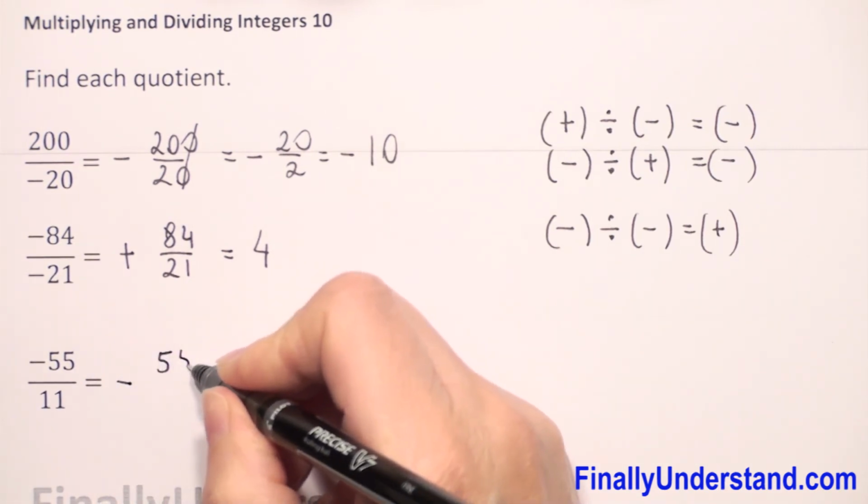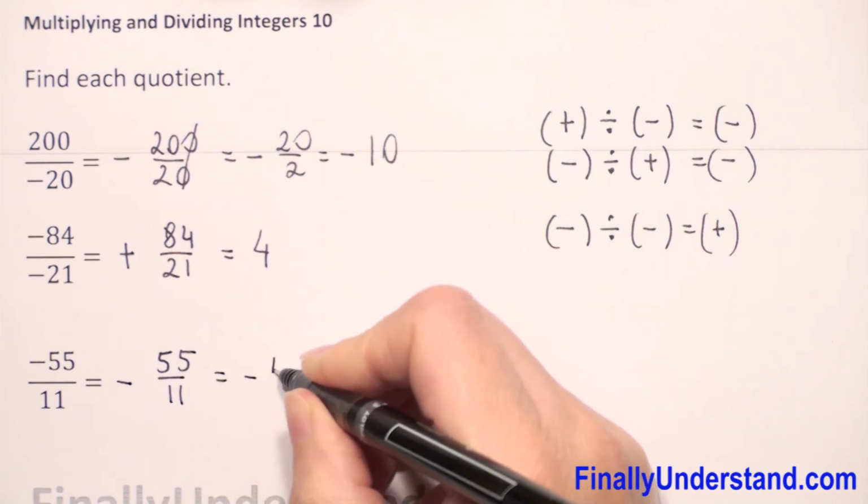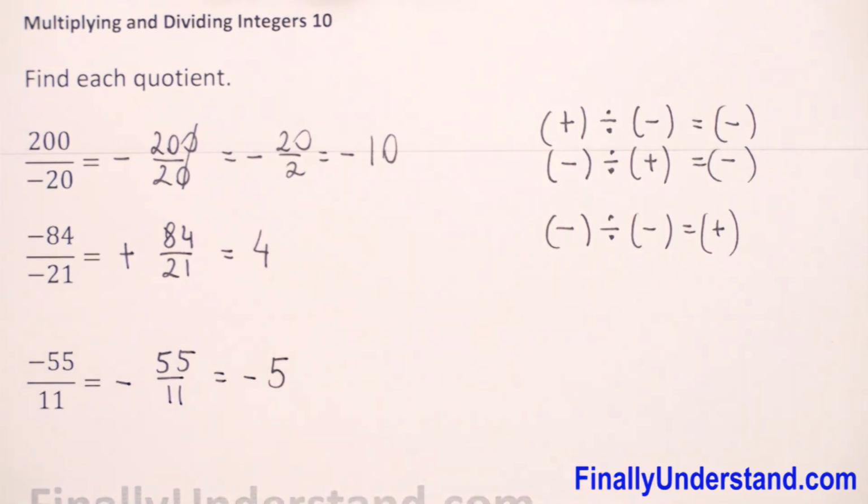And 55 divided by 11 is 5. So we have negative 5. This is my solution.